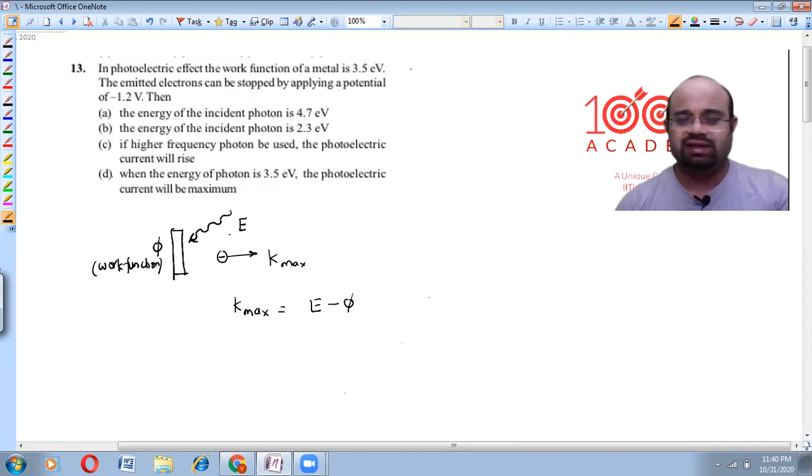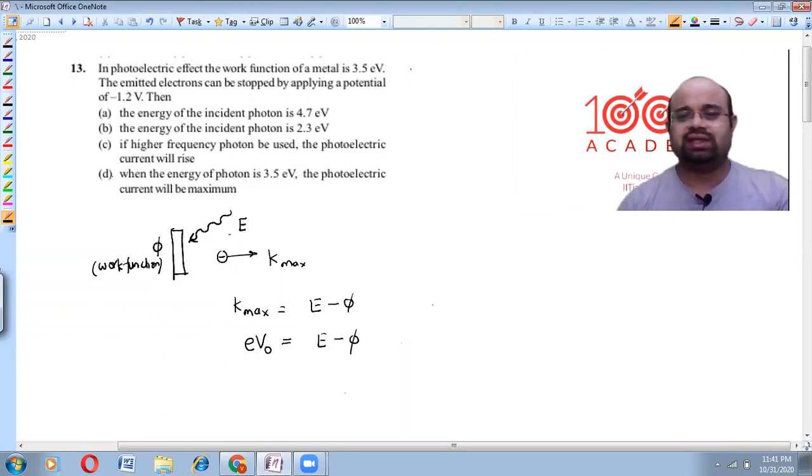This is Einstein's photoelectric effect equation, giving the maximum kinetic energy of the electron. To stop this electron, the potential required is called the stopping potential. This is equal to E minus phi.